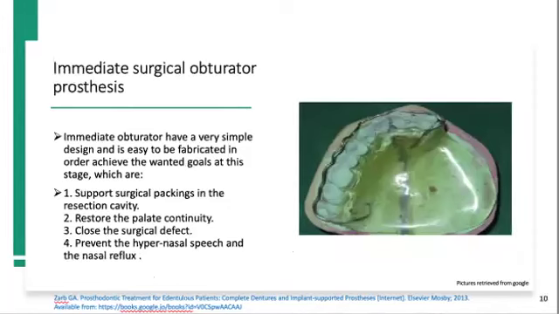As for the immediate surgical obturator, this type of obturator has a very simple design and is easy to fabricate in order to achieve its goal, which is usually to support the surgical packings in the resection cavity, restore the palatal continuity, close the surgical defect, and prevent hypernasal speech and nasal reflux. Usually, this type of obturator is fabricated without teeth and without extension of the obturator into the defect.